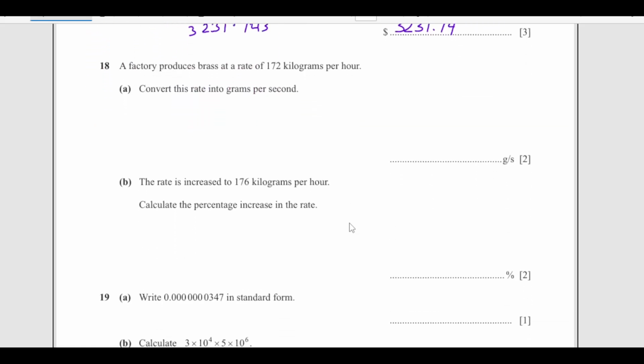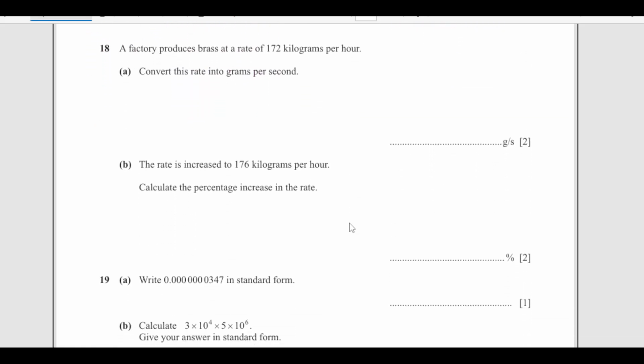Now, number 18, a factory produces brass at a rate of 172 kilograms per hour. Convert this rate into grams per second. So, the rate is 172 kilograms per hour. So, now we have to calculate the percentage. No, sorry, we have to calculate the rate into grams per second.